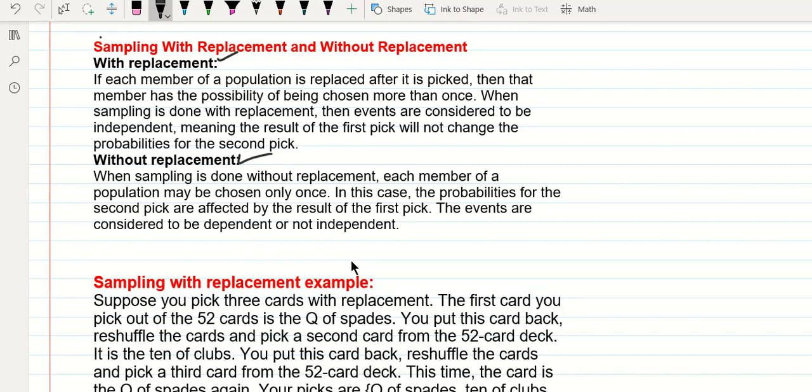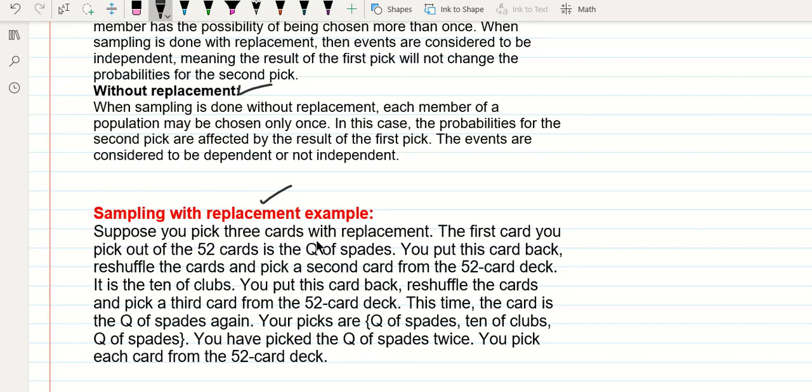Let me explain quickly what I mean. With replacement: if we have a 52-card deck and I pull out a queen of spades, then put the card back and pick a second card and it's a 10 of clubs, the probability of the queen of spades is 1 out of 52. And the probability of the 10 of clubs is still 1 out of 52, because we replaced the card.